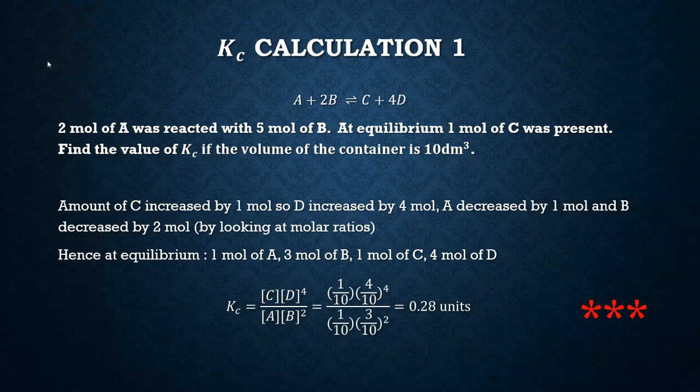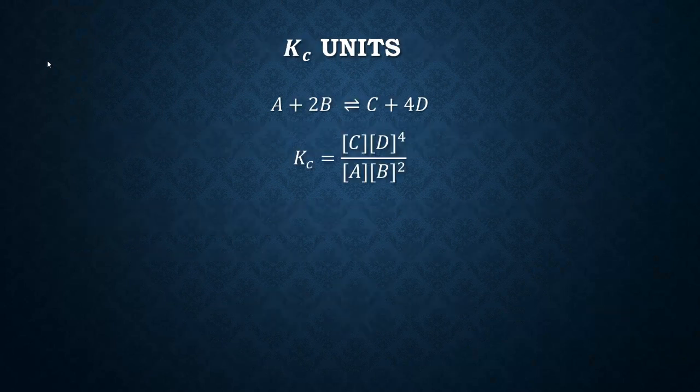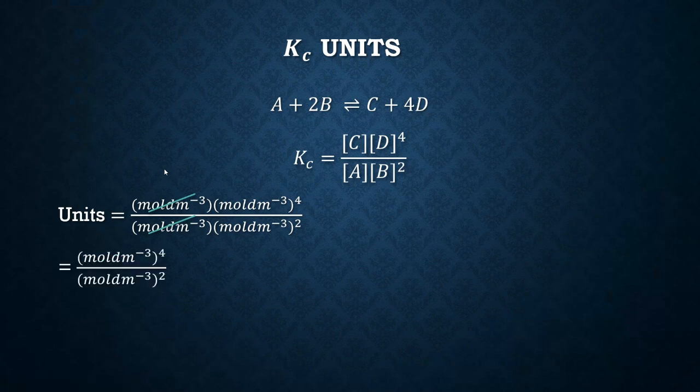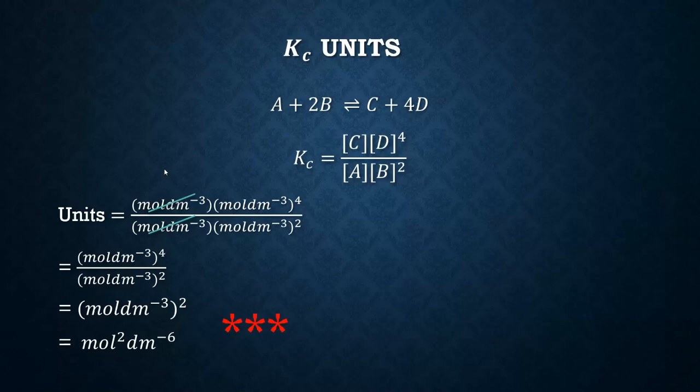And now let's look at the units. So from the previous slide, we had Kc equals that expression here. So now for the units, you plug in moles per decimeter cubed for each concentration, and you raise it to the appropriate power. Then you can cancel stuff out. And then something to the 4 over something to the 2, that's squared. And then you expand the 2 inside the bracket to get moles squared decimeters to the -6. And the units of Kc will vary depending on the equation.